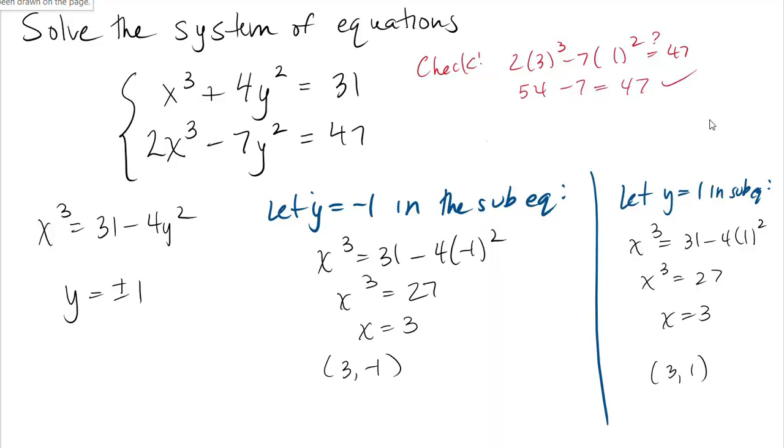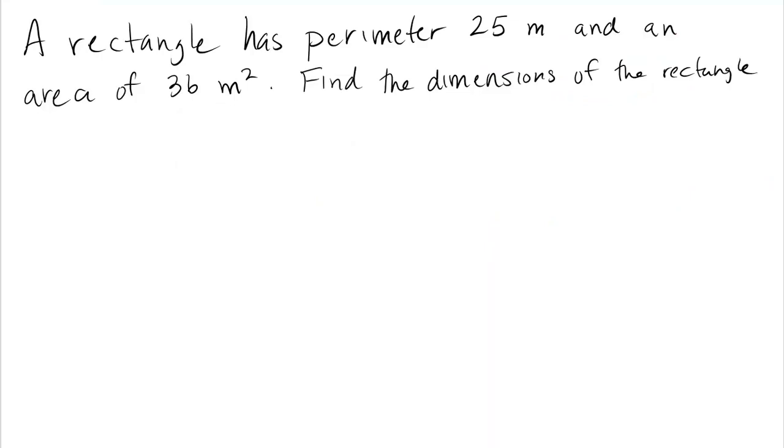But we did show that these two graphs intersect at 2 points. I want to end with one traditional application problem. Very standard, you've probably done one like this before. It says a rectangle has perimeter 25 meters and an area of 36 square meters. Find the dimensions of the rectangle.